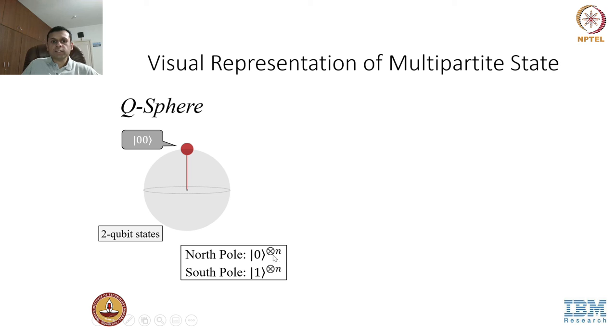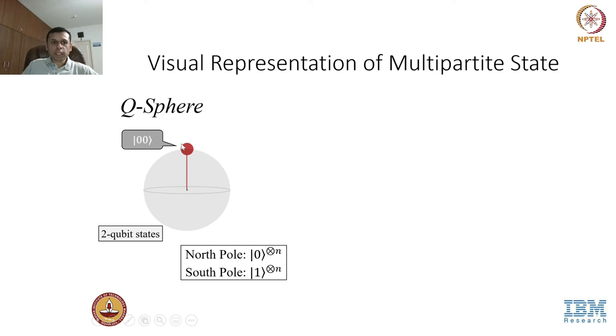To represent a general n-qubit state, the rule of thumb is that the north pole will represent the state that is the tensor product of all of the individual qubits being in the zero state. And the south pole represents the state that is the tensor product of all of the qubits being in the one state. So this, if you represent in the long form Dirac notation, will be 0 n times, and this will be 1 n times.